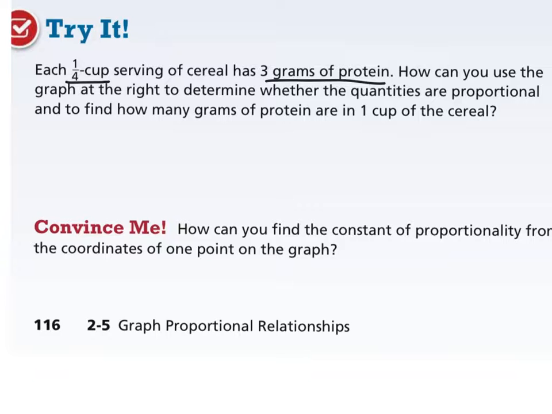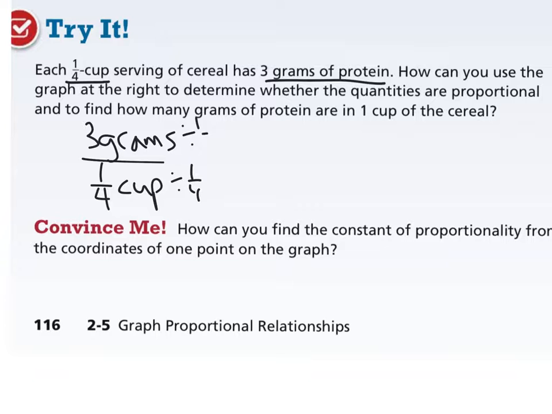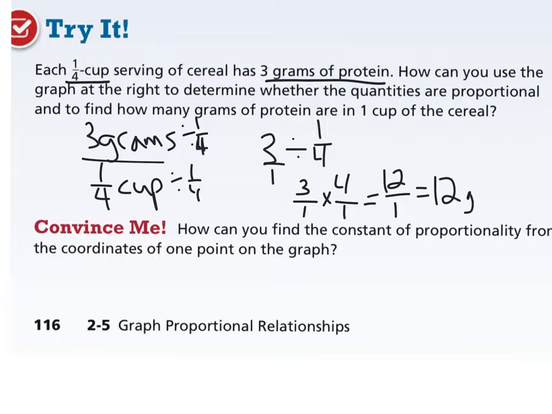We could look at how many grams of protein per cup. So if we have 3 grams for 1/4 of a cup, like we've talked about before, technically you could divide both of these by 1/4. Or, like I've mentioned before, if you just take the number of grams divided by the number of cups, that will always give you a unit rate. So 3 divided by 1/4 is like 3 times 4, keep change reciprocal. That's 12 over 1, which is the same as 12 grams of protein.